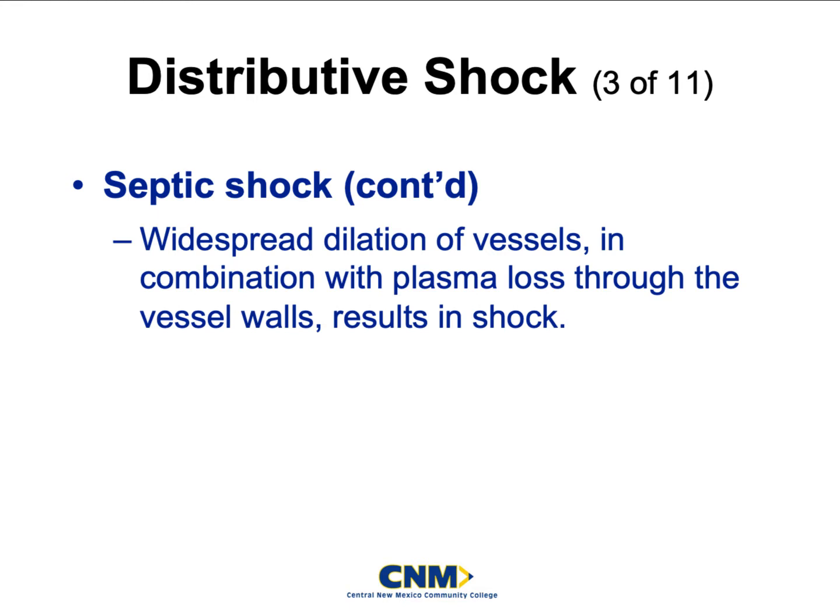So again, the best way to define septic shock, also known as sepsis, is the widespread dilation of vessels in combination with plasma loss through the vessel walls. This results in shock. Okay, so we have this huge widespread vasodilation. Our pipes are getting too big, and because of that, our plasma starts to leak out of these pipes because of the cellular permeability, and we are now also going into a hypovolemic shock because we're starting to lose fluid. So it's basically two different types of shock in one. It's a distributive and a hypovolemic shock because we're losing so much fluid. And we'll talk about hypovolemic shock here in a sec.